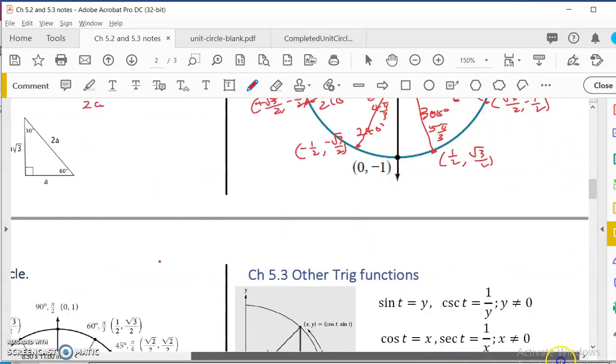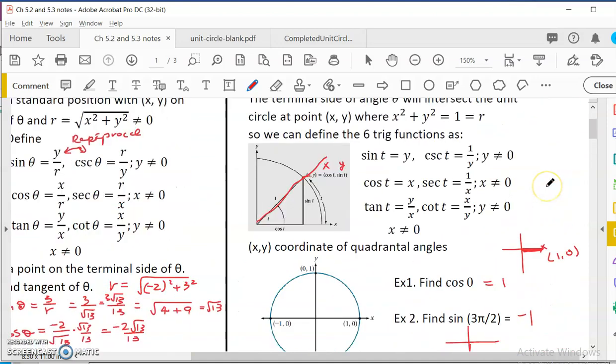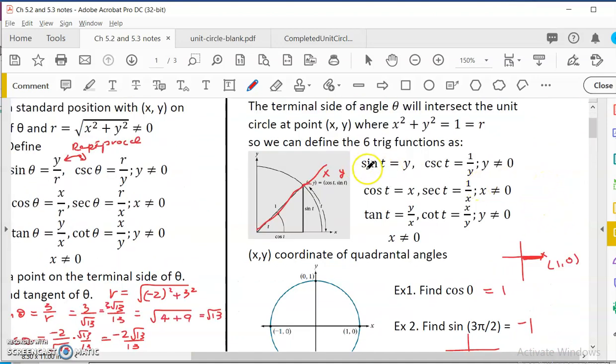Here, I think in 5.2, we define it this way. Let's look at this again. We say the terminal side will intersect with the unit circle at a terminal point, x y. Sine t, where the input t is the angle in the center, is equal to y. Cosine is equal to x. Tangent is y over x. Cosecant is 1 over y. Secant is 1 over x. And cotangent is x over y.